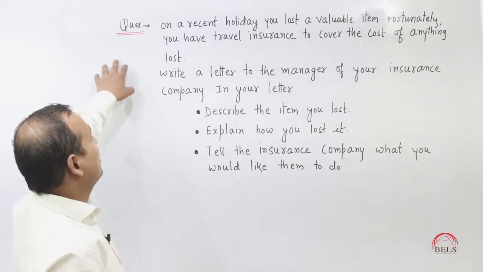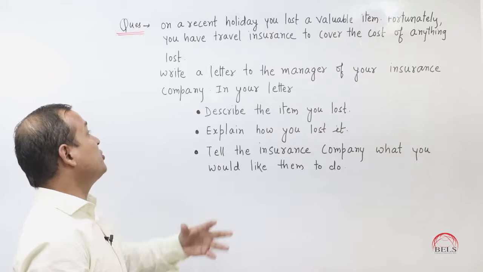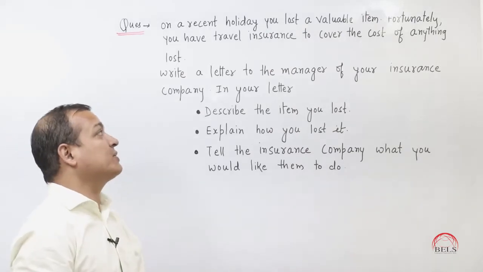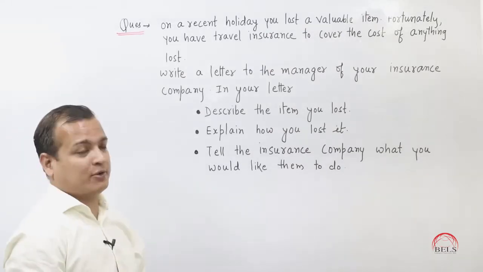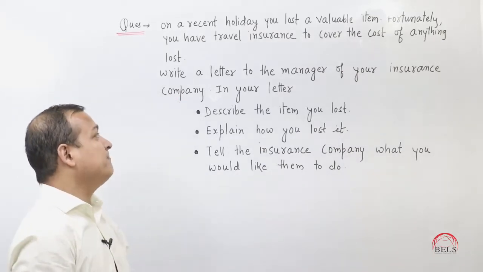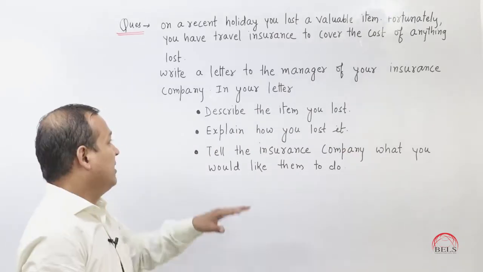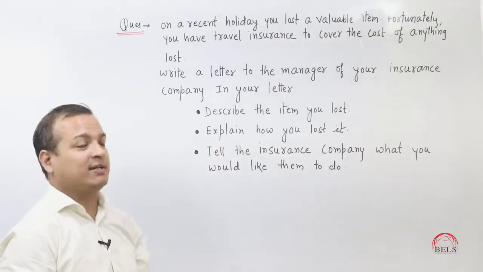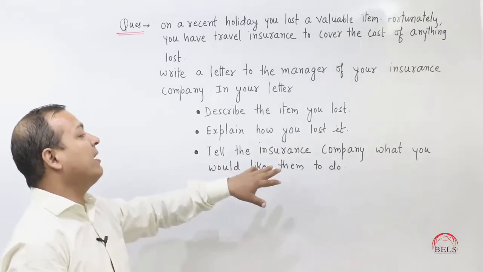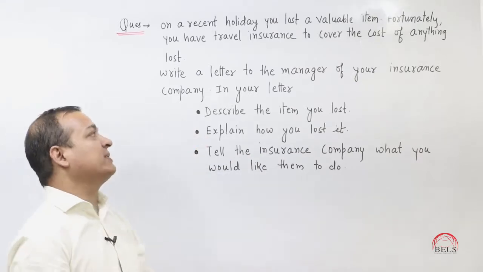Here you can see the question. On a recent holiday, you lost a valuable item. Fortunately, you have travel insurance to cover the cost of anything lost. Write a letter to the manager of your insurance company. In your letter, number 1, describe the item you lost. Number 2, explain how you lost it, and number 3, tell the insurance company what you would like them to do. These are the bullet points which you have received, guys.